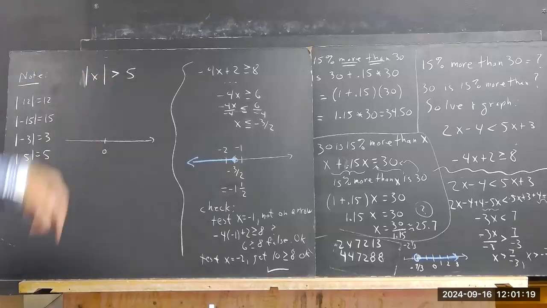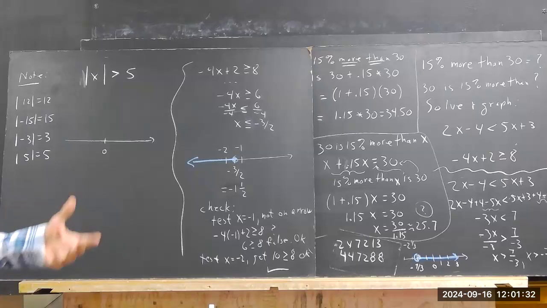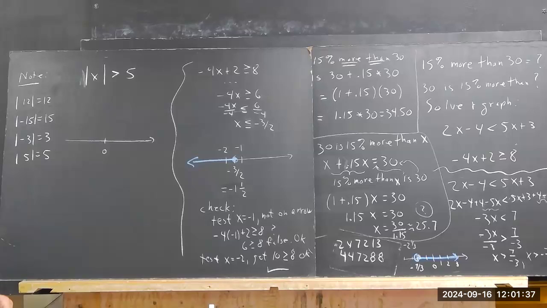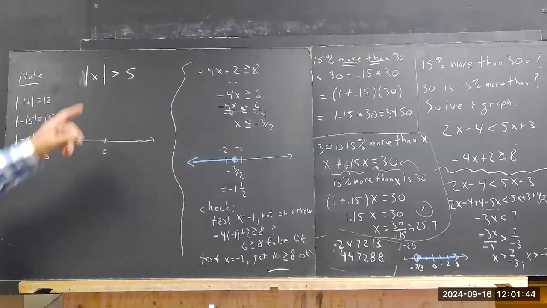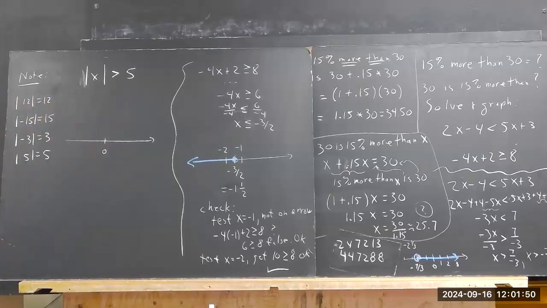Okay, absolute value of x greater than 5. I gave you the examples. Absolute value of 12 is 12. Absolute value of -15 is 15. Absolute value of -3 is 3. Absolute value of 5 is 5, right? Okay, and then I ask you to list several numbers that satisfy this. 5 or 6 numbers on the right, 5 or 6 numbers on the left that satisfy this. And then 5 or 6 numbers on the right, 5 or 6 numbers on the left that don't satisfy.